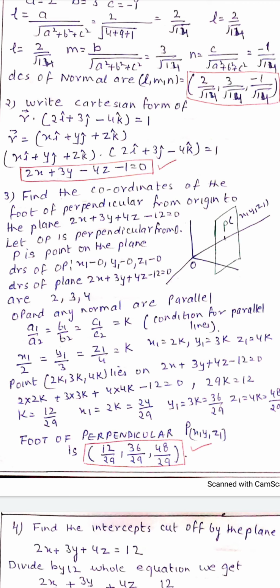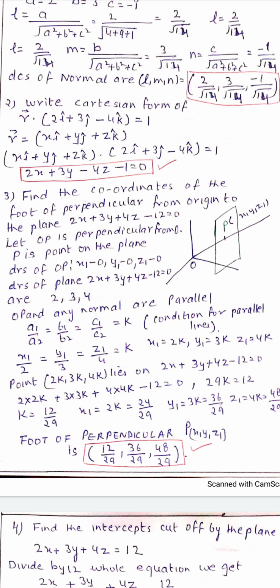So let us put the value of x1, y1 and z1 in the plane, and what do we get? We get 2 into 2k plus 3 into 3k plus 4 into 4k minus 12 is equal to 0. So 29k is equal to 12, and k is equal to 12 upon 29.